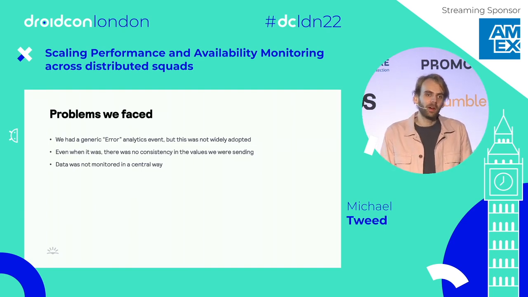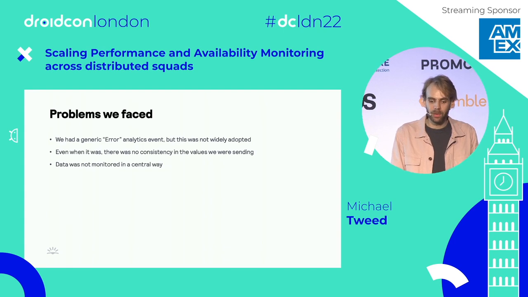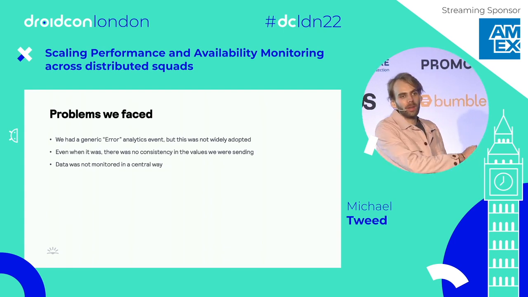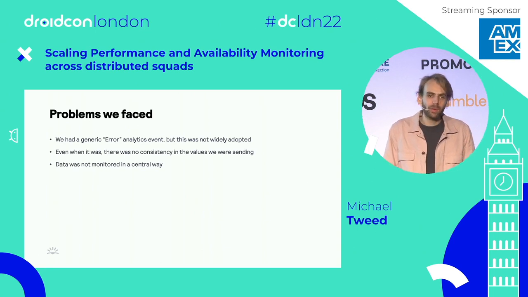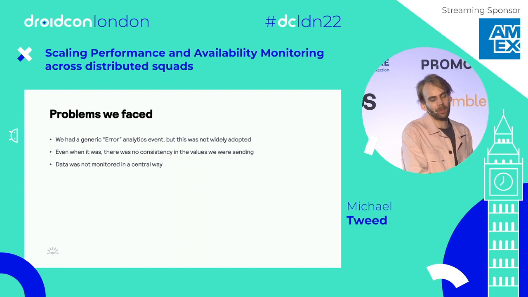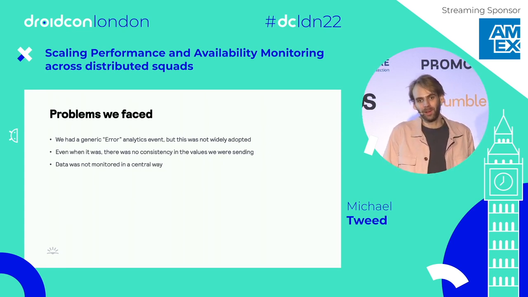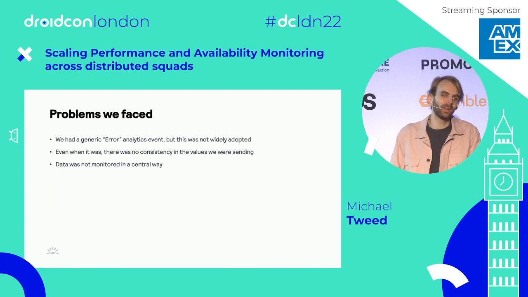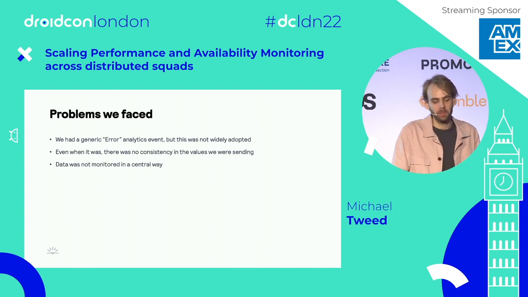Now, we had a generic error analytics event, but this wasn't widely adopted. We had no standards in place. We said to squads, okay, you should be sending errors. But that was pretty much all the guidance we had. So there was no consistency in the values we were sending. Sometimes they'd be populated with stack traces, sometimes with descriptions, sometimes it would be very, very low-level detail, sometimes high-level detail, like flights error. That means nothing. In other cases, you could get an exception at line 137 in this class, which again, without context, also means not much to us.